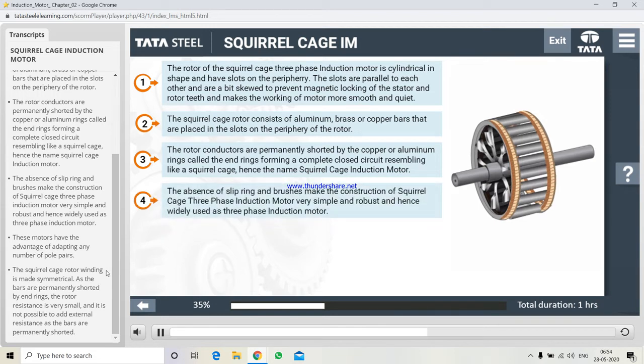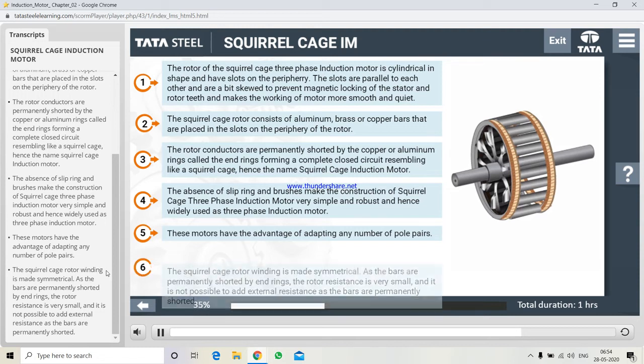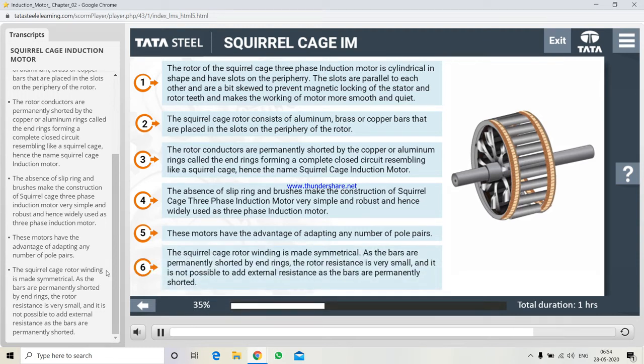The absence of slip rings and brushes makes the construction of the squirrel cage 3-phase induction motor very simple and robust, and hence it is widely used as a 3-phase induction motor. These motors have the advantage of adapting any number of pole pairs. The squirrel cage rotor winding is made symmetrical. As the bars are permanently shorted by end rings, the rotor resistance is very small and it is not possible to add external resistance.